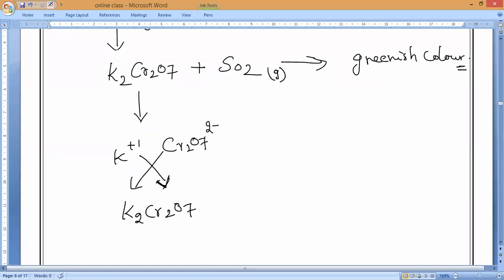Why I am not writing the products here is because very big, highly complex products will come, which are not useful to us in class 10th. Only the change in color alone we are discussing. So if sulfur dioxide gas is passed, then the orange color of potassium dichromate will change into green color. So it is indicating a chemical reaction is taking place. These are the 3 characteristics of chemical reaction which we studied in today's class.